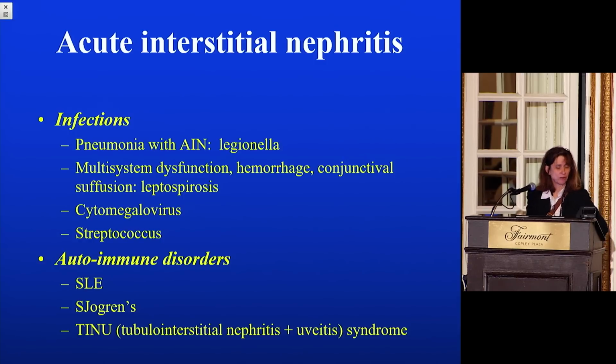Were I to do this slide over again, I would probably move autoimmune disorders up because I believe that is more common than infection-related causes. And I would add to this lupus, Sjogren's, and TINU syndrome, sarcoid. There's some variability again in case reports, but sarcoid is one of the major causes of autoimmune-related or systemic disorder-related AIN. It can occur in ANCA-associated vasculitis as well.